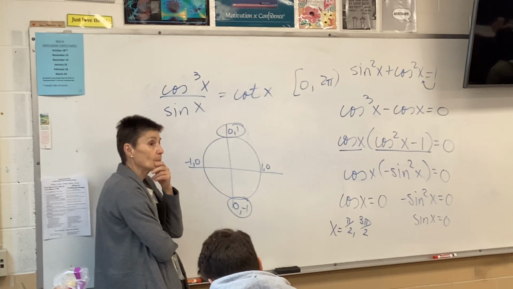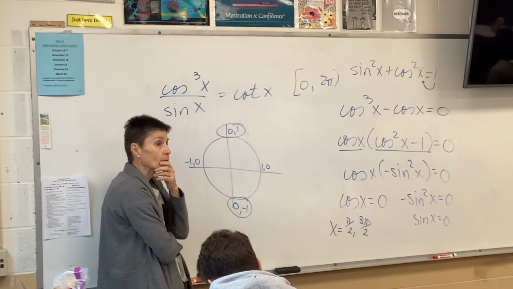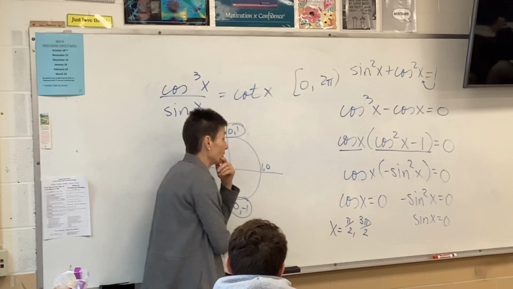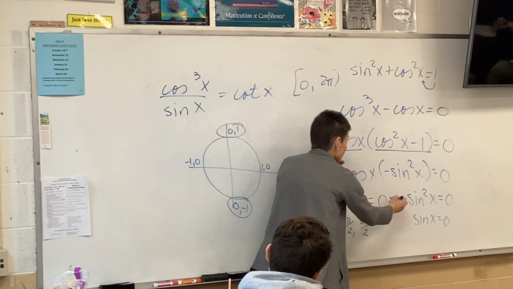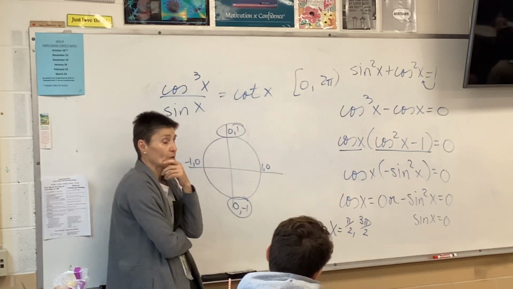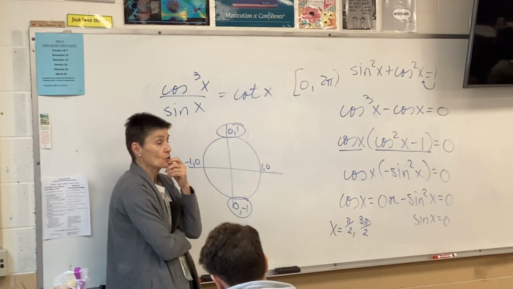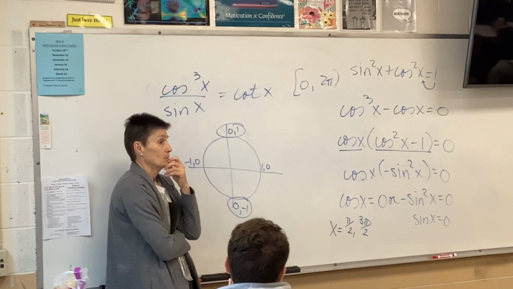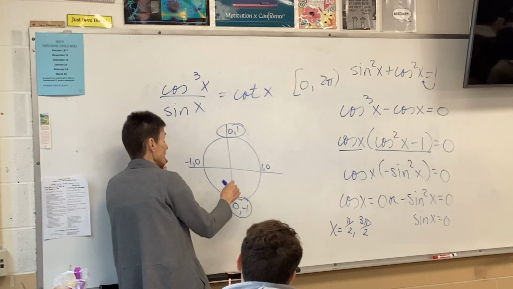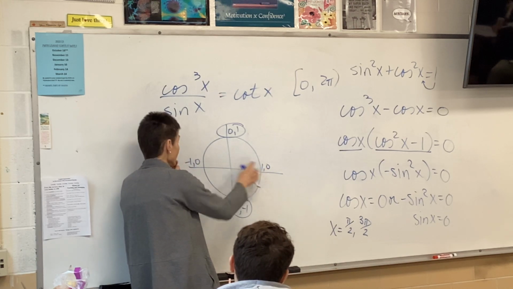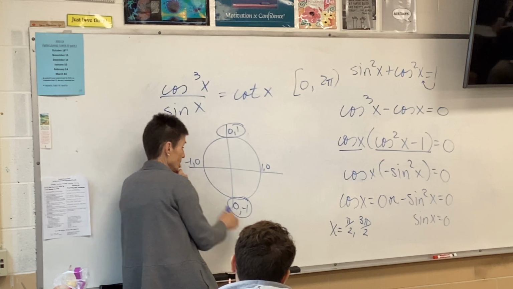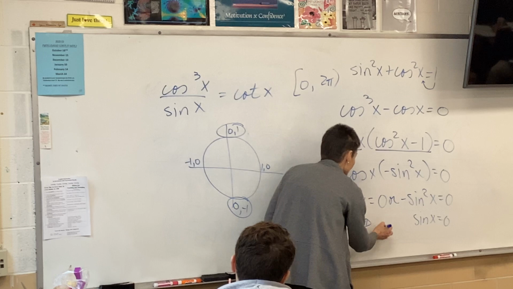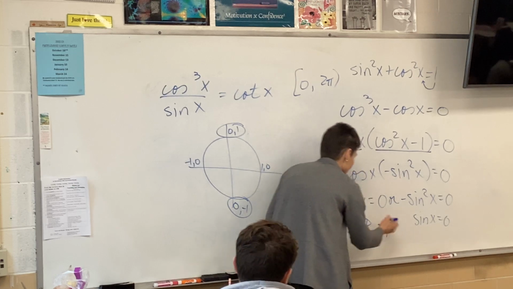Couldn't it only be pi over 2 because your sine is also, or not positive, sorry, it's 0? Okay, this is an or. One or the other has to be 0. So where is the sine 0? Well, the sine is 0 here or here. So that one has the answers. I'm just going to tack a line to here. Pi and 0, 0 and pi.